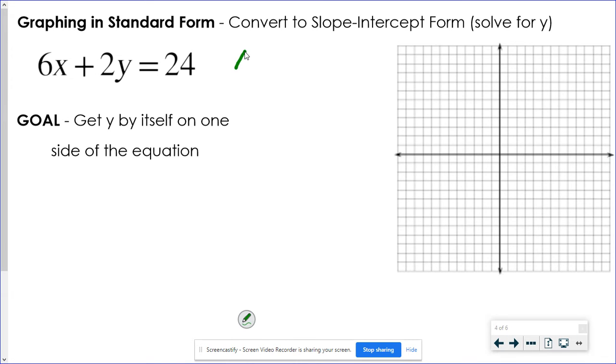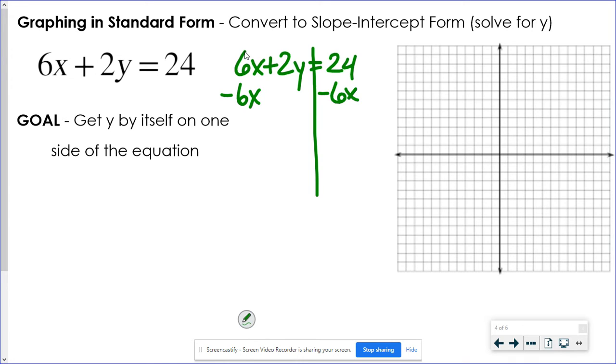So let me rewrite this. 6x plus 2y equals 24. Remember, I'm trying to get the y by itself. So I have to leave the 2 alone because it's attached to the y. How do I get rid of adding 6x? Well, I would subtract 6x from both sides.